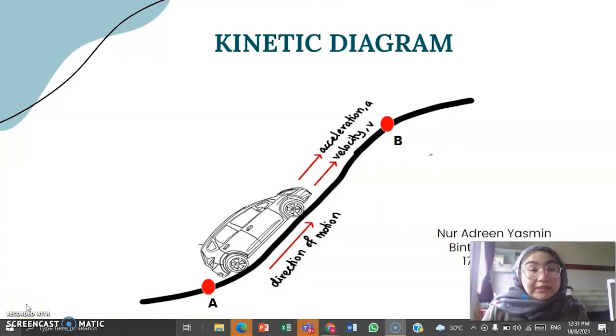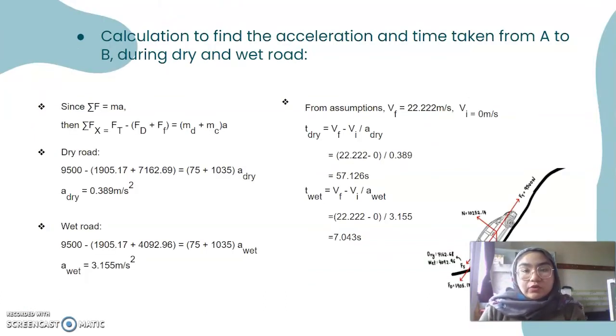Hi, I am Adreen Yasmin, Zaiwanadi. So for my part, I will be explaining the kinetic part of this real life situation. So here is the kinetic diagram of this situation, and from this kinetic diagram we can extract acceleration and also velocity. Okay, so for this situation, we want to find the acceleration and time taken by the car from A to B during dry and wet road.